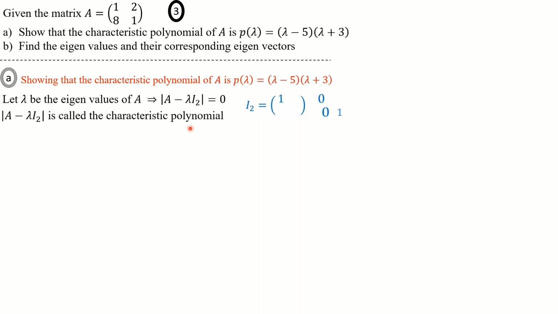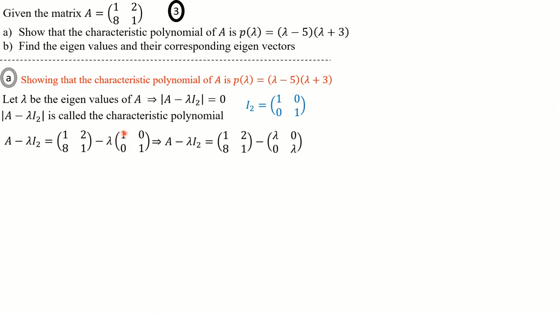So I2 is simply the identity matrix of order 2, because our matrix A here is a 2 by 2 matrix. So for this subtraction to be possible, our identity matrix here must be a 2 by 2 matrix, because to subtract two matrices, they must have the same order, so that you just subtract their corresponding entries. Alright, so let's look for A minus lambda I2 first before we look for the determinant. So this is A and this is lambda and this is I2.